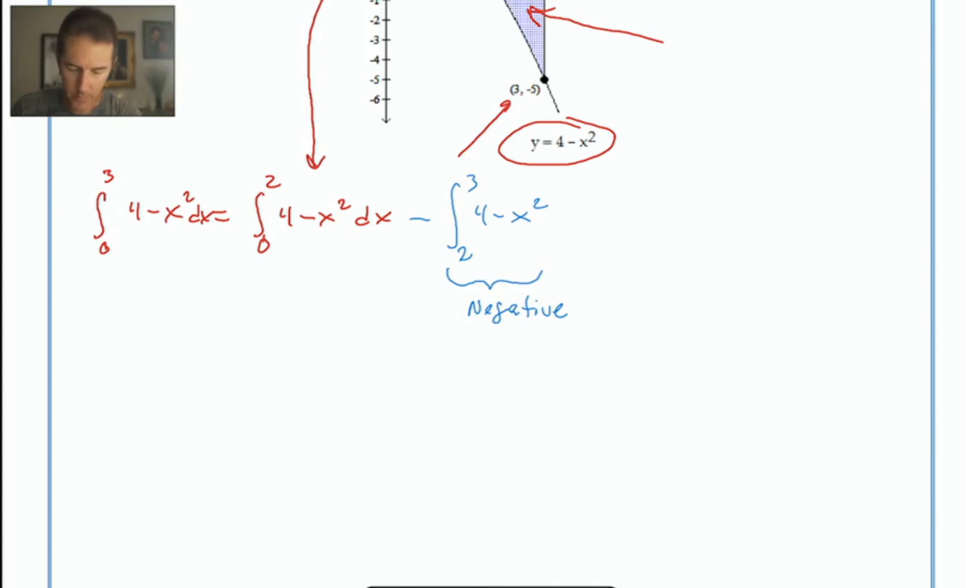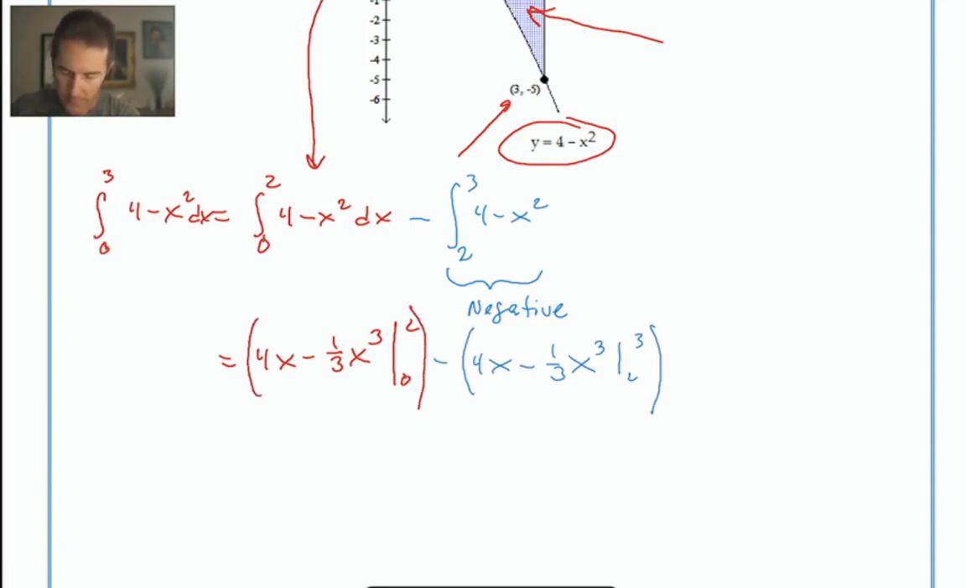All right, let's integrate. I'm going to keep my colors here. The integral of 4 minus x squared is 4x minus 1/3 x to the third. We're going to evaluate that from 0 to 2 minus the integral of 4 minus x squared, which is still 4x minus 1/3 x to the third, evaluated from 2 to 3. And I'm going to put this in parentheses. You could put this in parentheses if you wanted to.